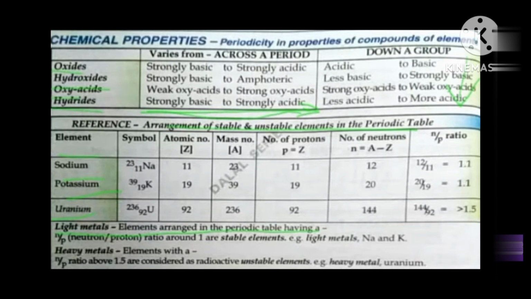Which elements? Elements with an N upon P, that is neutron upon proton, ratio above 1.5 are called radioactive unstable elements. For example, uranium is a heavy metal and radioactive. So it has a ratio above 1.5.